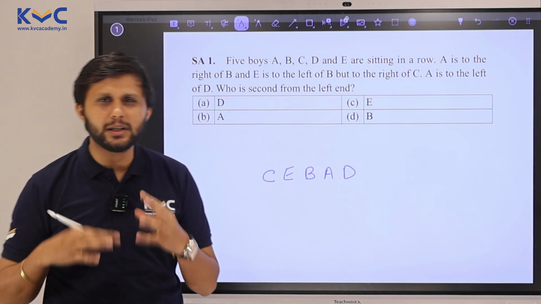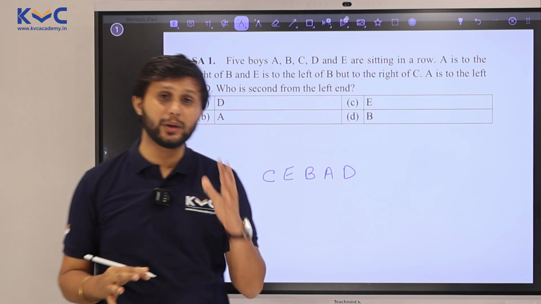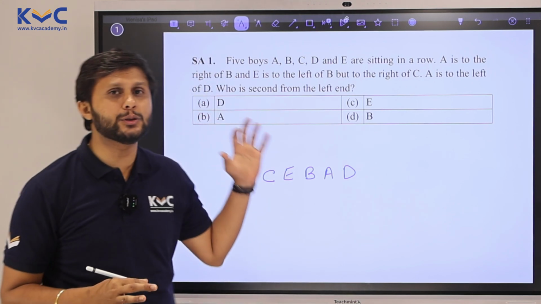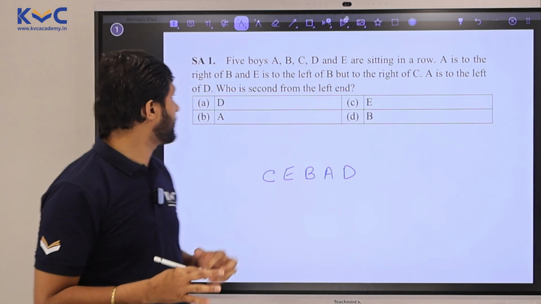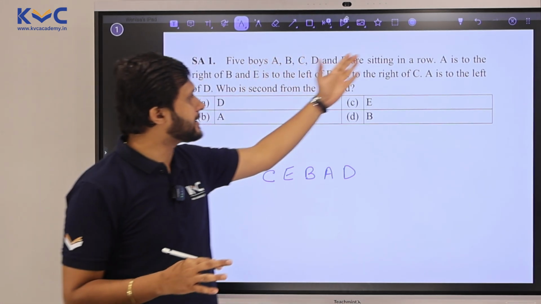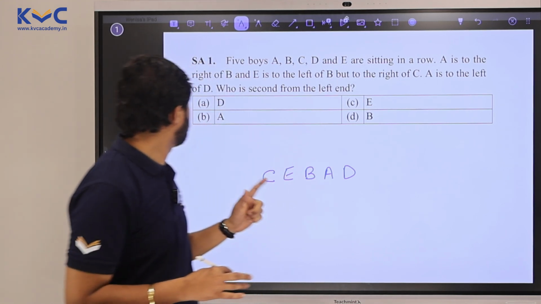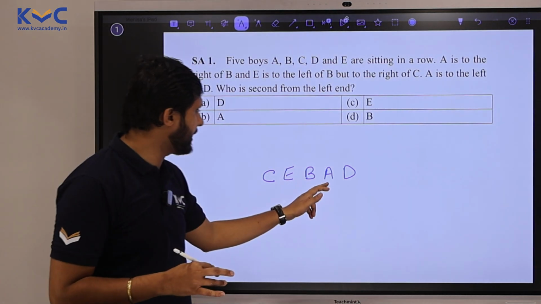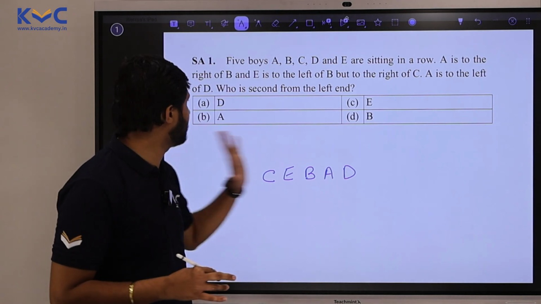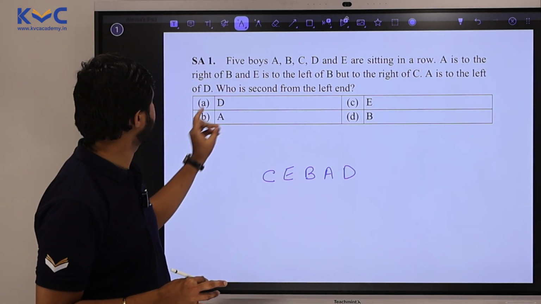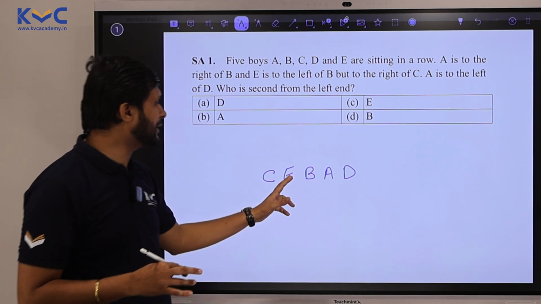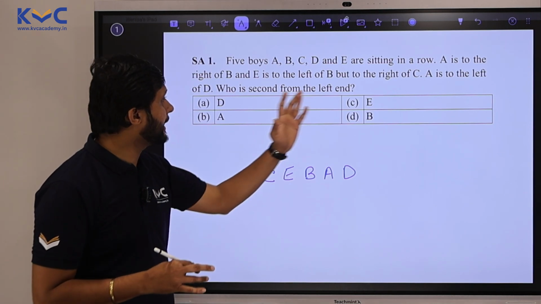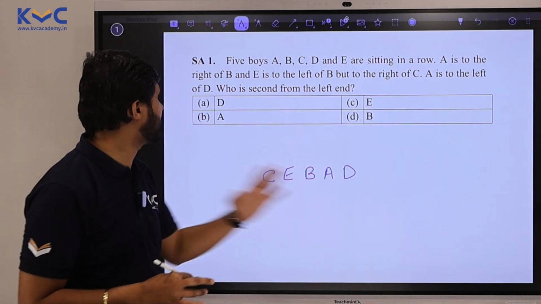But remember, in logical reasoning, it's always better to confirm the answer by running through the question again and satisfying the particular option. So we have 5 boys A, B, C, D, E are sitting in a row. A is to the right of B. A is there to the right of B. Perfect. E is to the left of B, but to the right of C, that is also satisfied. A is to the left of D, which is satisfied.